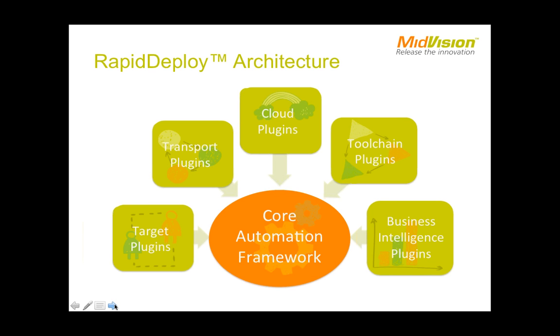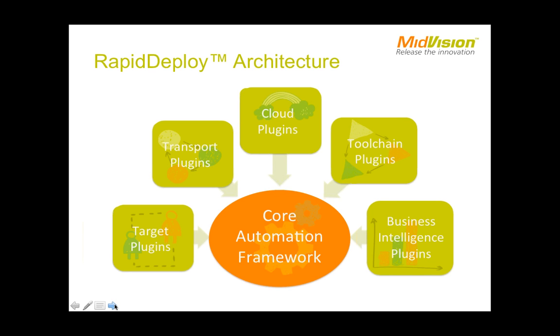So other plugins would be things like SCM plugins. So RapidDeploy can store all of its artifacts. So for example, configurations of target environments, etc., in SCM tools, and these would be tools such as Subversion, Git, ClearCase, etc., etc.